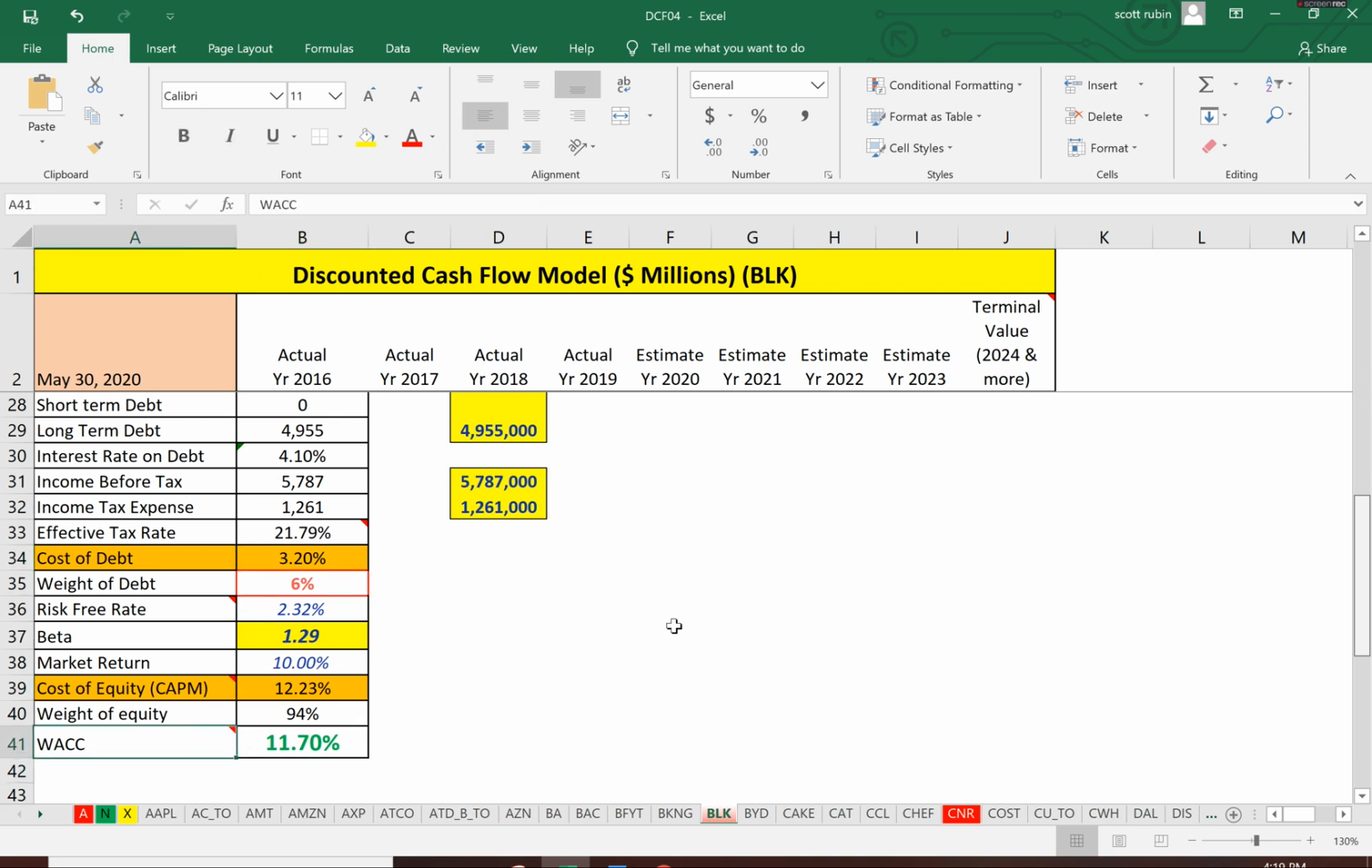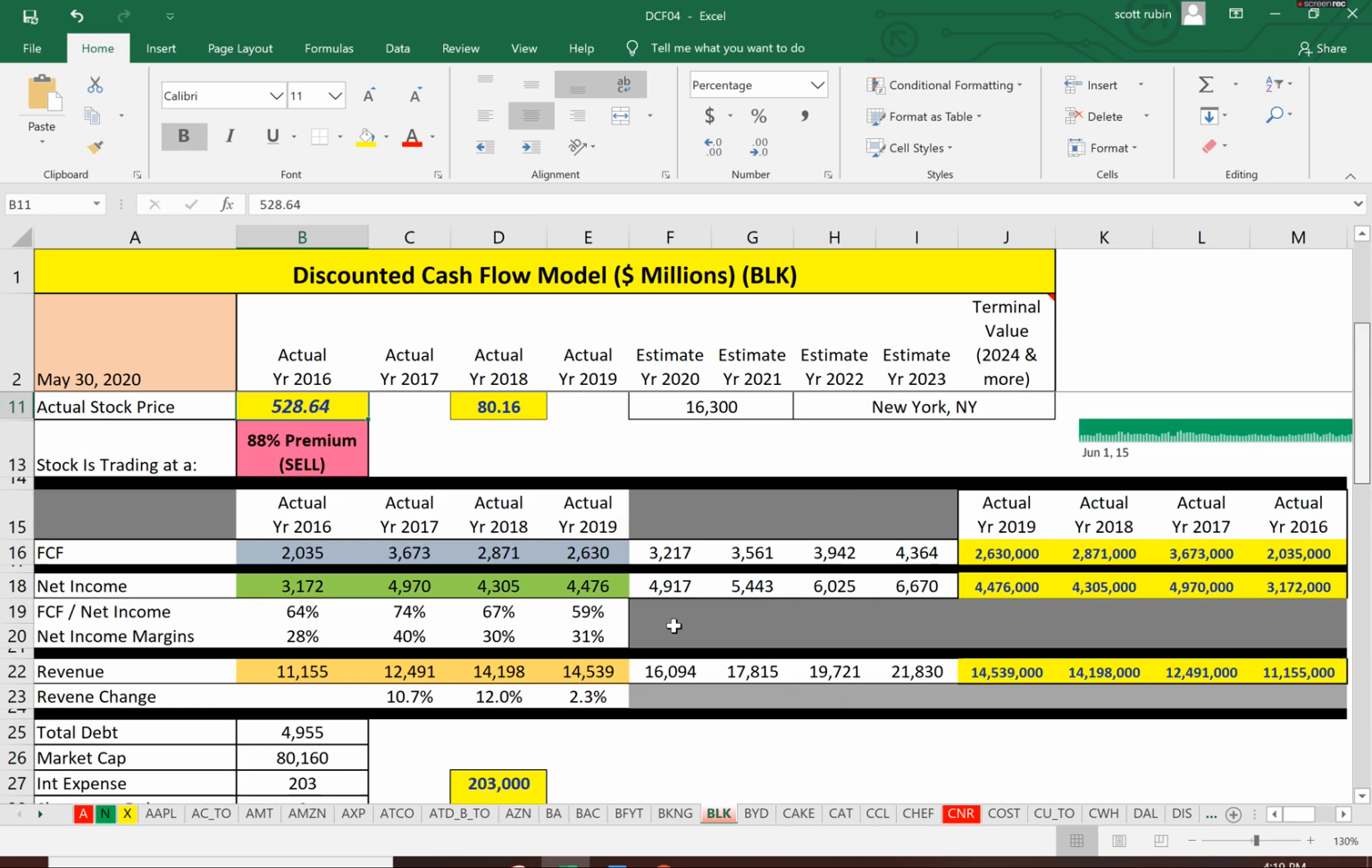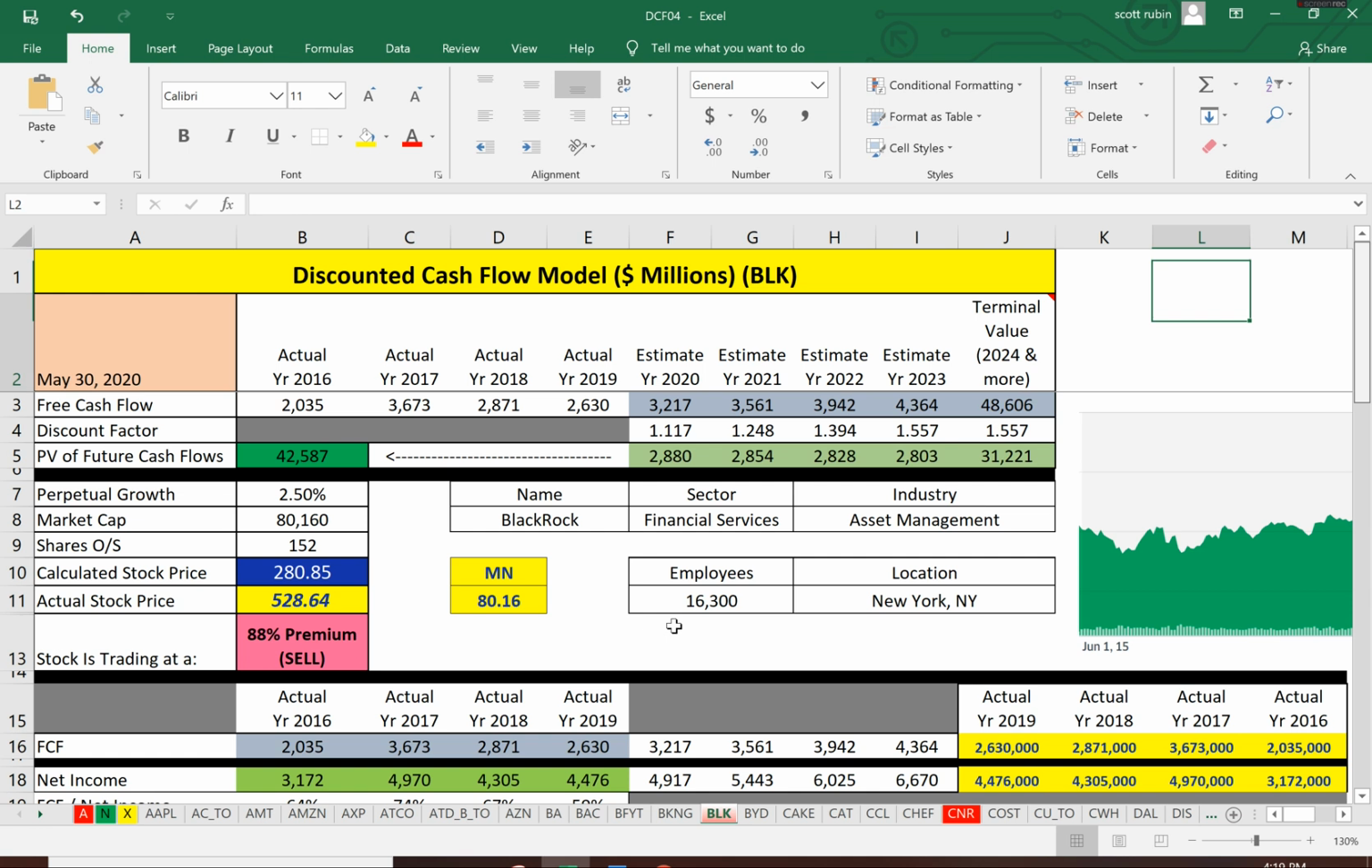Now this is the weighted average cost of capital, 11.7%, and that's the blend of cost of equity and cost of debt. And that's what we're going to use to discount the future cash flows. So we estimated 4 years of future cash flows. We also estimate a terminal value, which is all years beyond 4. And we used a dividend discount model or Gordon growth model to figure this out. And then we present value these numbers back to today.